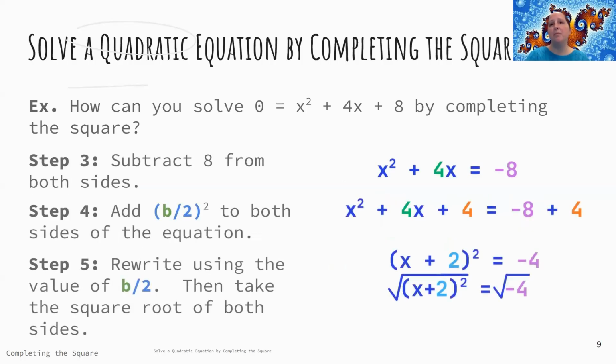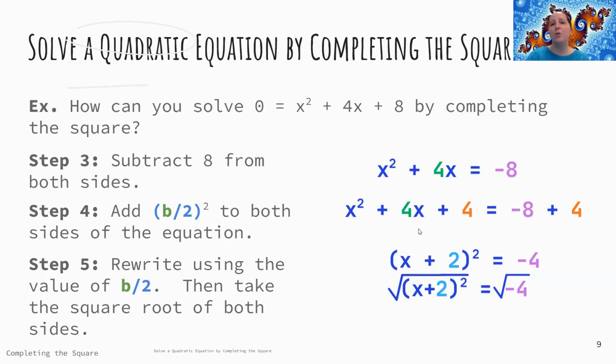So I subtract 8 from both sides because I want it as x squared plus bx equals whatever my value is. So I moved 8 to the other side. I'm going to add b divided by 2 squared to both sides of my equation. So that 4 divided by 2, which is 2 squared, to both sides of my equation. So that's 4. So I added 4 to both sides.